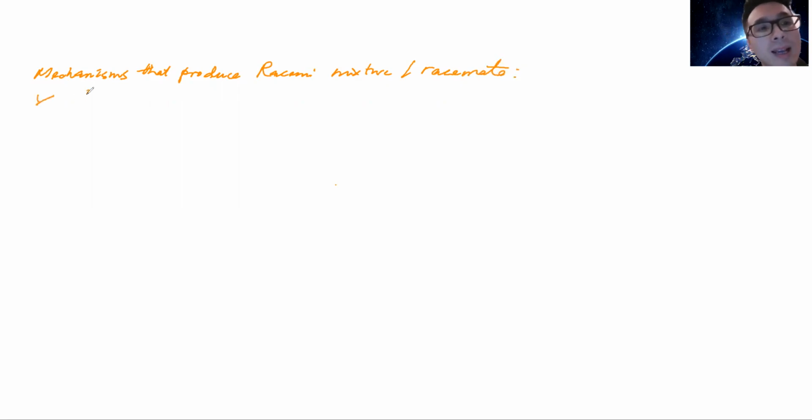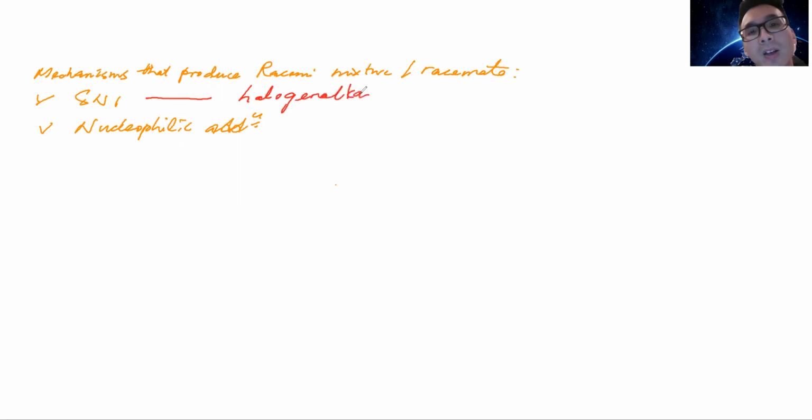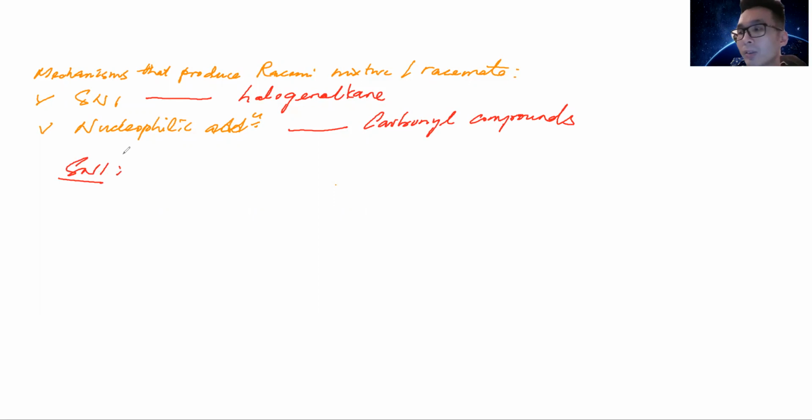The first one is SN1. The second one is nucleophilic addition reaction. If you remember, SN1 is for halogenoalkane, and nucleophilic addition reaction is for carbonyl compounds. We will look at the SN1 of halogenoalkane first. Let me give you a structure.